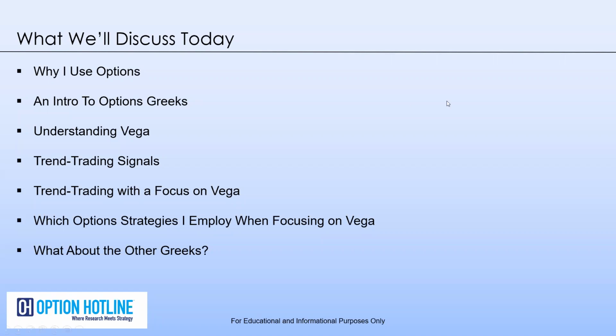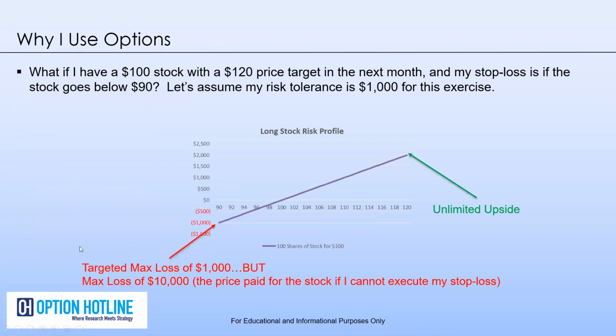Given all of that, we can then do trend trading with a focus on Vega, and we can talk about the strategies I employ, and of course, what about the other option Greeks, and the final one that we're going to do in part 3 of this series. So we've got a lot to talk about today, and I don't want to take anybody else's time other than to just get through what an option really is.